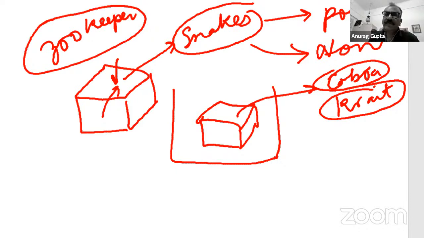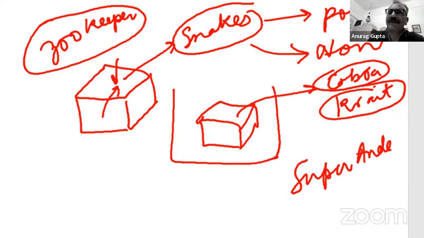So you can do it two ways. You can first try the antidote of cobra and see if it works. If it doesn't work, then you try the antidote for krait. If it doesn't work, then some other snake, then another snake, and finally, if none of them work, then you use the super antidote, which takes care of all snake poisons.